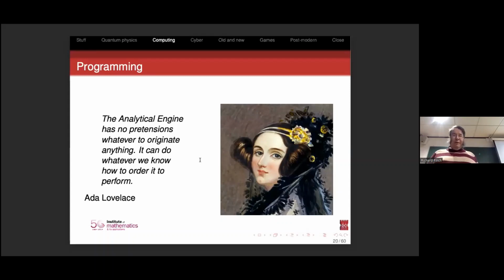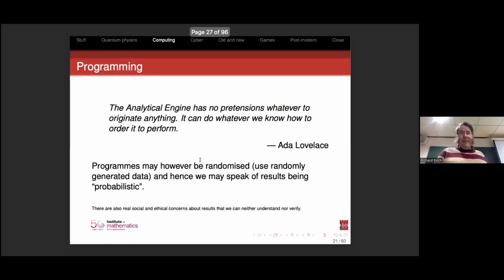to Ada Lovelace, who worked with Charles Babbage on the analytical engine, a steam-powered clockwork computer, the first steampunk computer. And as Ada Lovelace said, the analytical engine can do whatever we know how to order it to perform. In other words, you could program it. It is true that programs can be randomized, a nuance I think that Lovelace and Babbage didn't quite capture.